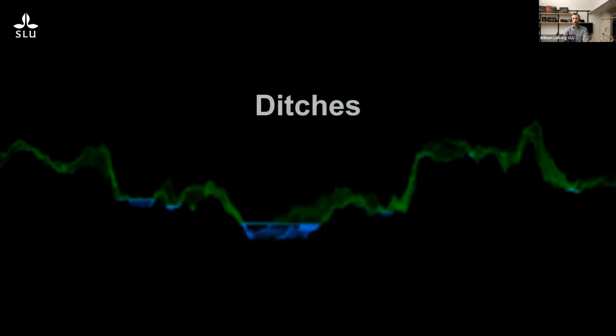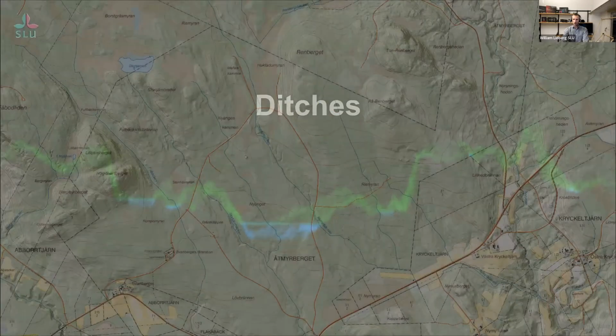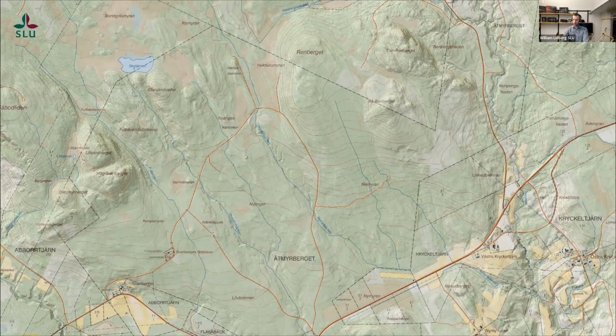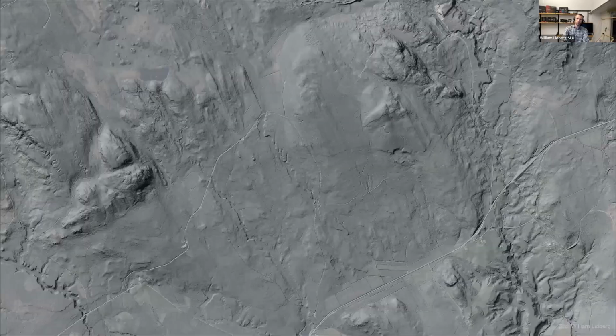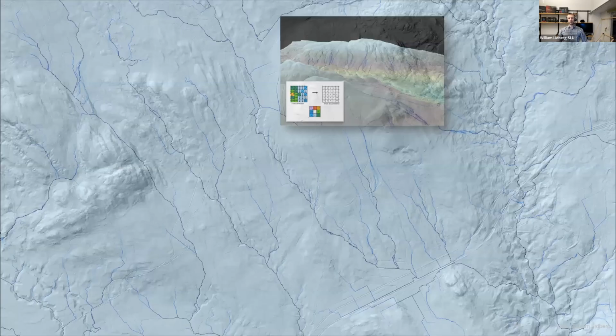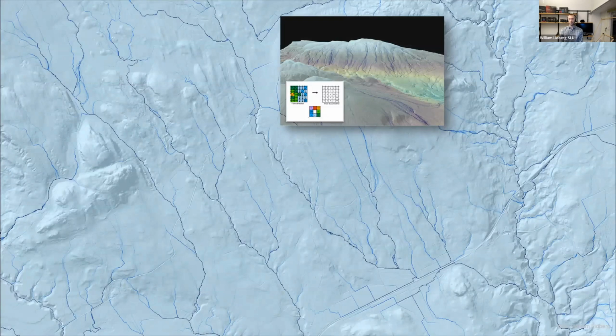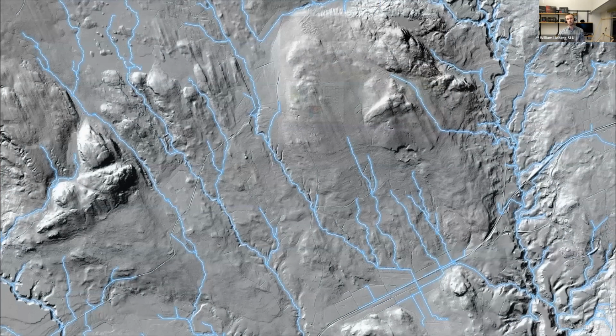So now I'm going to go into ditches. This is where it gets more complicated. I'm going to start from the beginning again. The old traditional Swedish map, the topographical map. And you can see that we have, again, too many trees in the way. With LiDAR, we remove the trees. And with the traditional way of modeling water, we could find these stream channels, which I talked about before. But we noticed that something is missing.